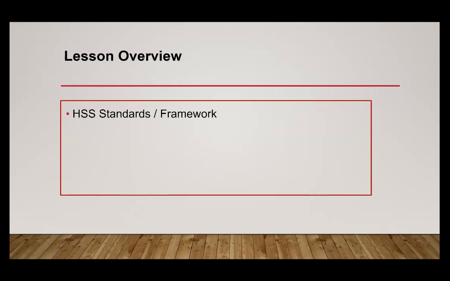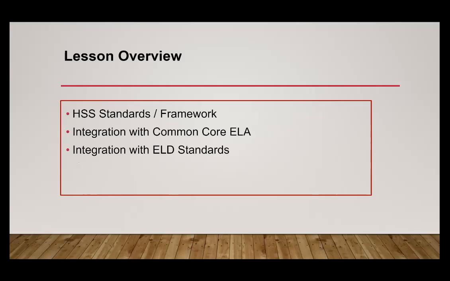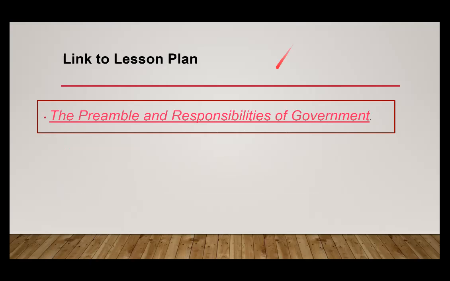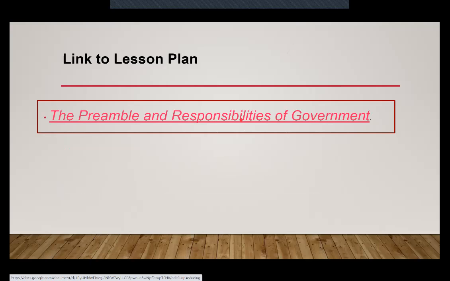The lesson is connected to the history, social science standards and framework, while also integrating with the Common Core standards for English and language arts and the ELD standards. I see this lesson having a possible integration with civic learning, and I'll talk a little more about that possibly at the end. However, I want to spend the majority of this time taking you through the lesson itself. So I'm going to click here and take you through this lesson on the preamble and responsibilities of government.